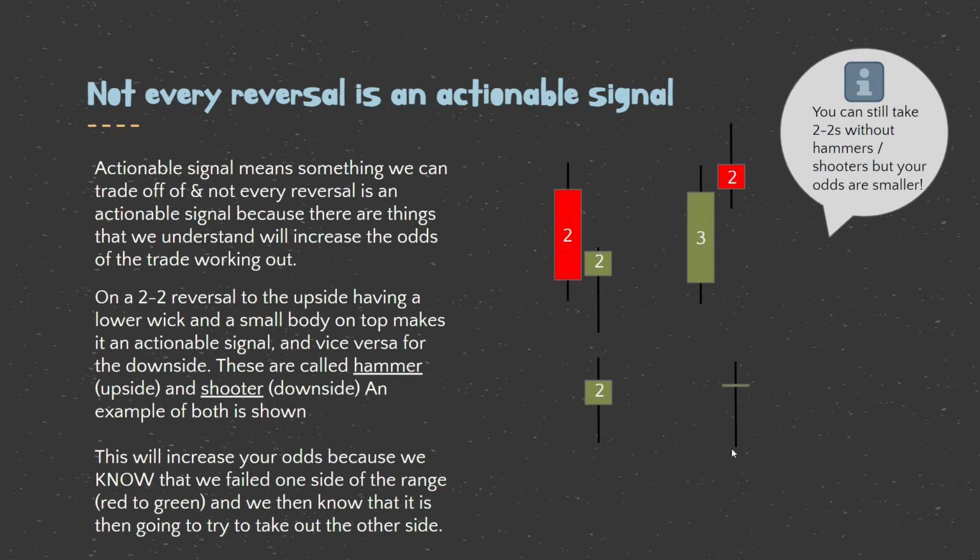And same thing for a doji candle. So this is a doji. This would be a spinning top. Once again, if this body was just a slight bit lower, where we have a more topping wick, then we have a hammer, and we have a shooter. And you could still take 2-2s without hammers, shooters, dojis, or spinning tops. All these do is increase your odds, because we know that there's indecision, or we know that we're failing one side of the range. And we'll just get right on to the next thing then.